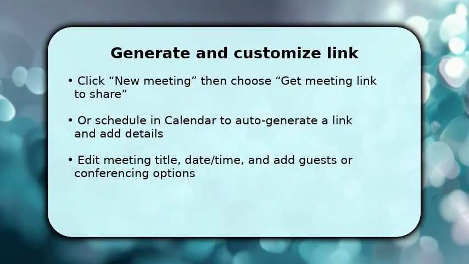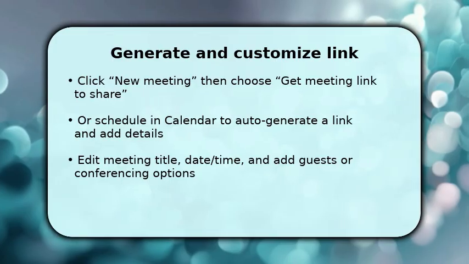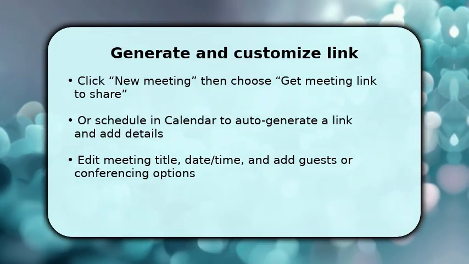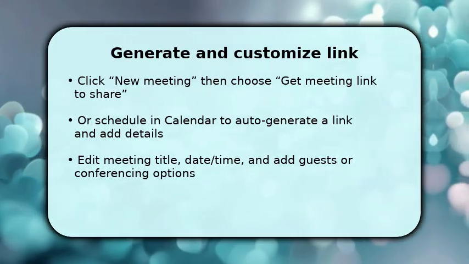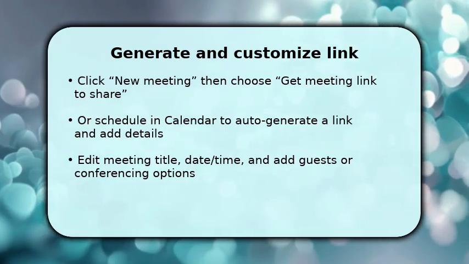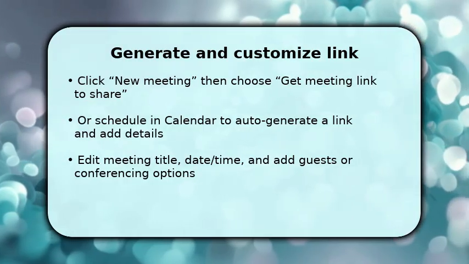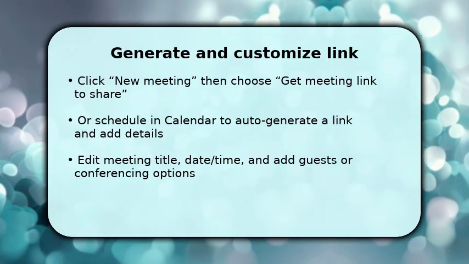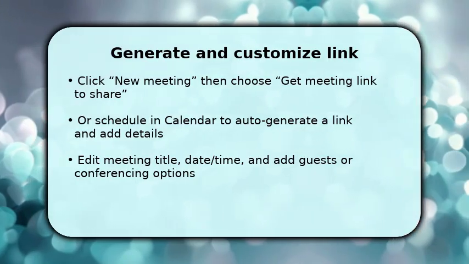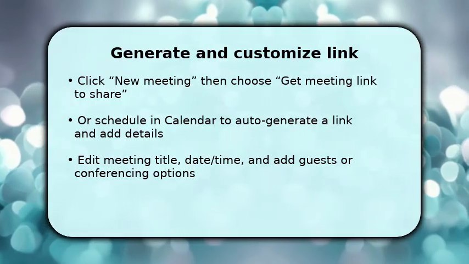Click New Meeting, then select Get Meeting Link to share, or schedule a calendar event to auto-create a Meet link attached to the event. You can rename the event, add a description, and invite guests by email so they receive the link automatically. Make sure to set date/time and adjust guest permissions, allowing screen share or presenting only to hosts if needed. Once done, copy the link or use Calendar's Invite feature to distribute it to attendees.